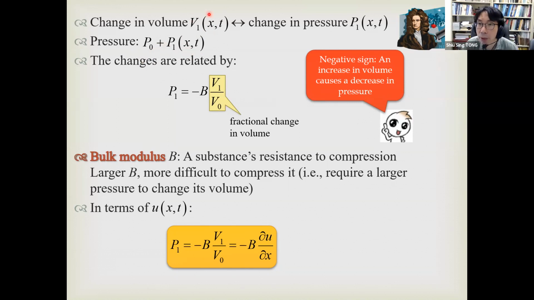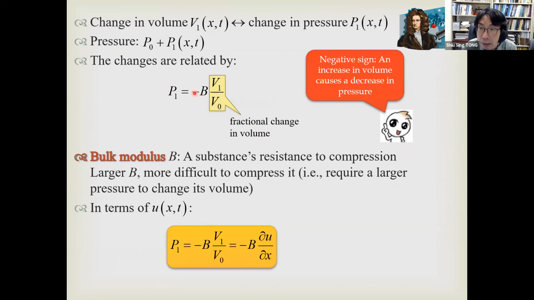Now we postulate, and we will show you later why this is true, that the change in pressure is proportional to the fractional change in volume. The change in volume divided by the original volume is the fractional change, right? We assume that, and we will prove it later, actually. We assume that the resultant change in pressure due to the change in volume is proportional to the fractional change in volume. And the proportional constant, we call it the bulk modulus. The bulk modulus is a constant for a certain material.